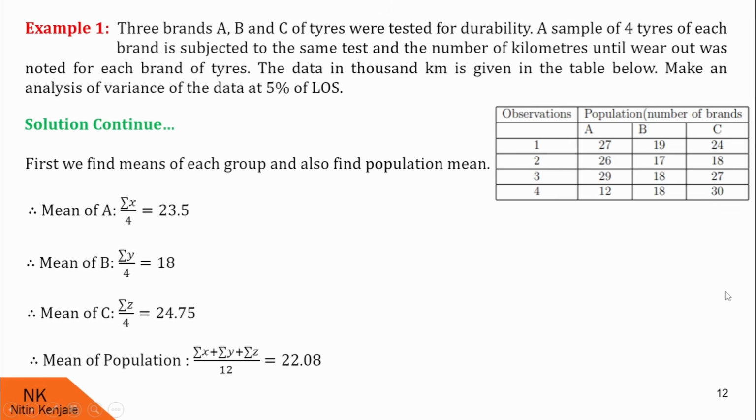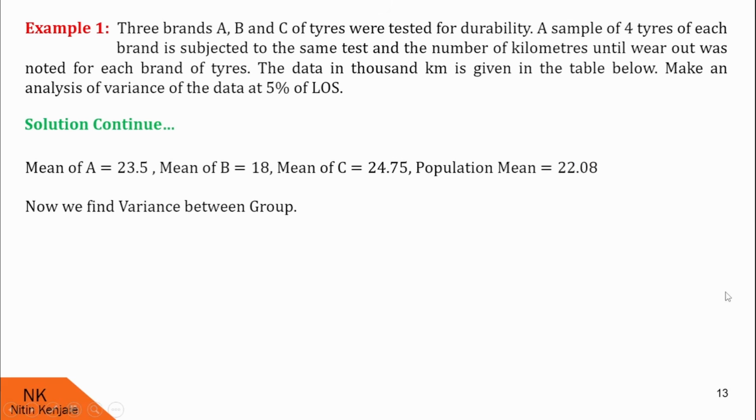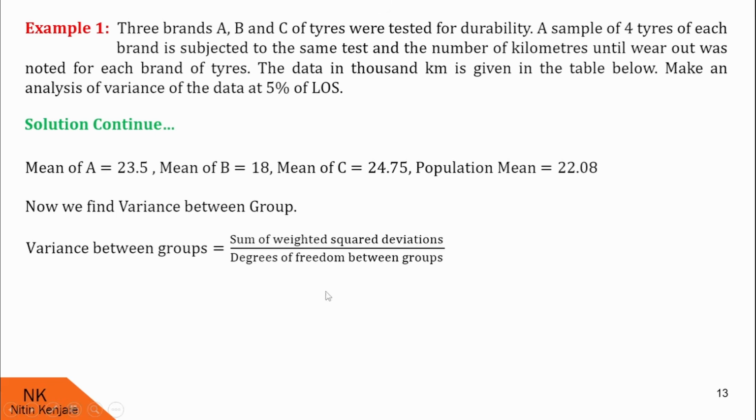Now, let us proceed to find variance between groups. Variance between groups has formula sum of the weighted square deviations divided by degrees of freedom between groups. Sum of weighted square deviation has formula Ni into xi bar minus x bar the whole square. Ni for each sample is 4 and xi bars are given here, whereas x bar is 22.08. So when we substitute it into this formula, we found this is our numerator.